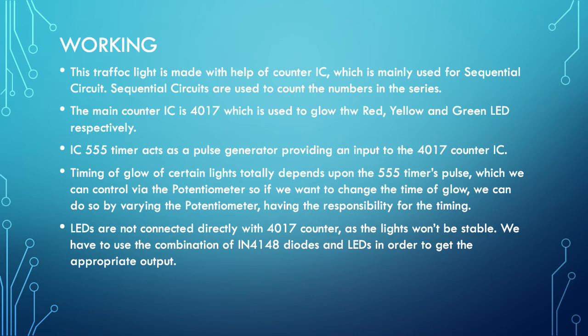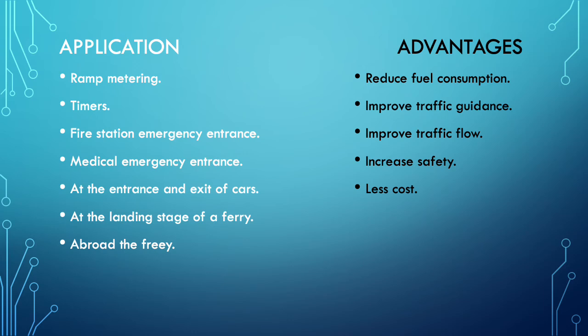So if we want to change the time of glow, we can do so by varying the potentiometer, which has the responsibility for the timing. LEDs are not connected directly with the 4017 counter. As the lights won't be stable, we have to use a combination of 1N4148 diodes and LEDs in order to get the appropriate output.